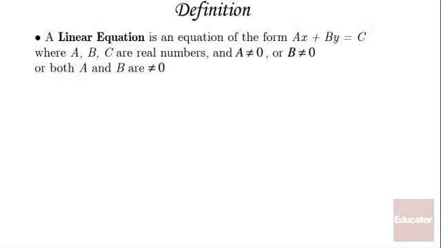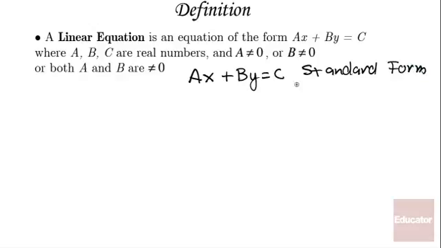A linear equation is an equation of the form ax plus by equals c. Linear equations can actually be put into several forms, but the form that I'm introducing right now is called the standard form. So this is the standard form of a linear equation, where a, b, c are real numbers and a does not equal 0, or b does not equal 0, or both a and b are not equal to 0. What this is saying is that a may be 0, or b may be 0, but they can't both be 0. And if you look at this, it makes sense.